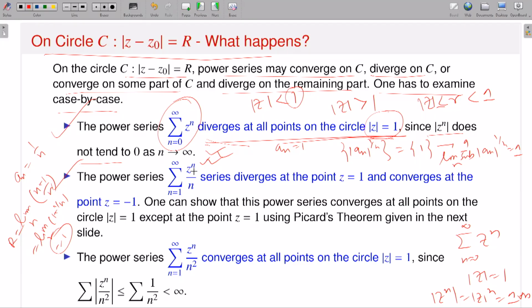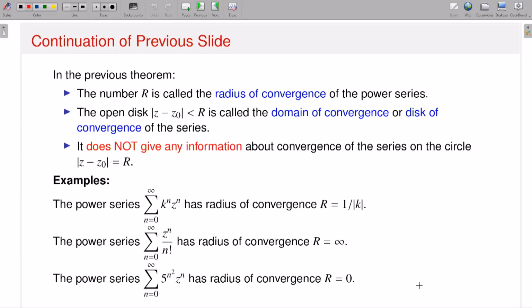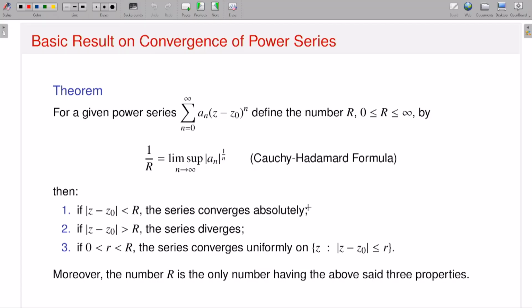So now, because this is a power series around the point 0, the disk of convergence, that is the domain of convergence, is mod z minus 0 strictly less than 1, right? So by the theorem you can say that for mod z less than 1 it converges absolutely, for mod z greater than 1 it diverges, but what will happen when mod z is equal to 1? I already talked about this theorem: inside the domain of convergence we have absolute convergence, outside it diverges, and if I take a smaller closed disk, then it converges uniformly.